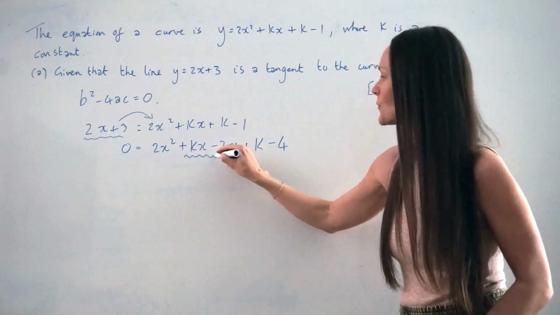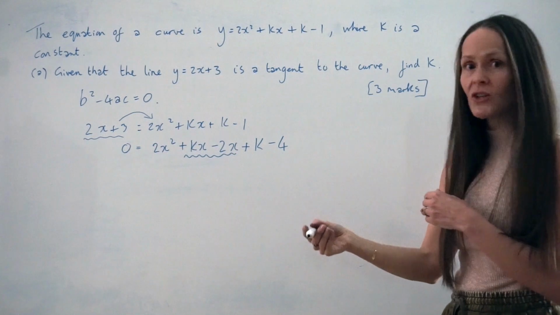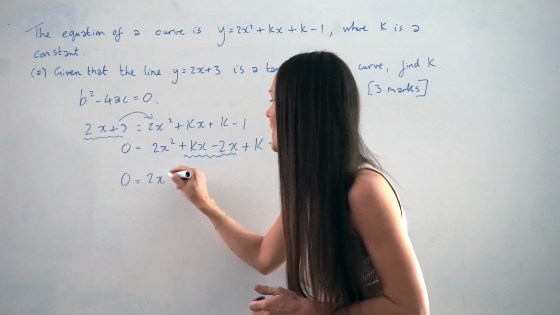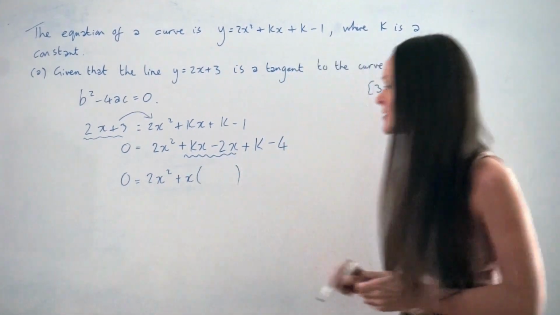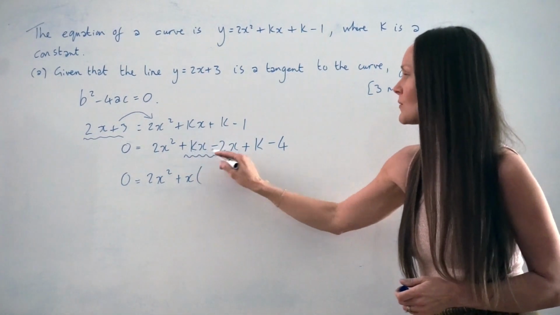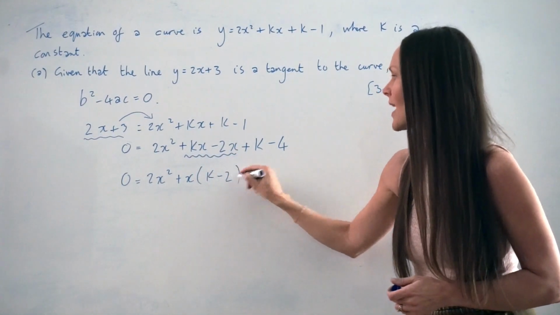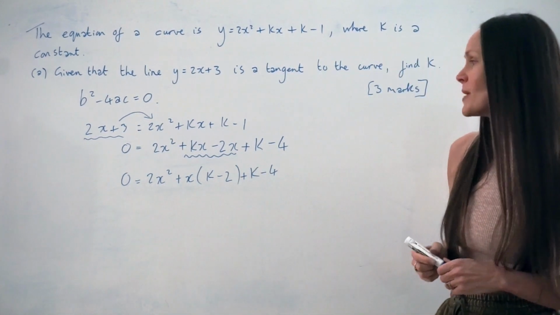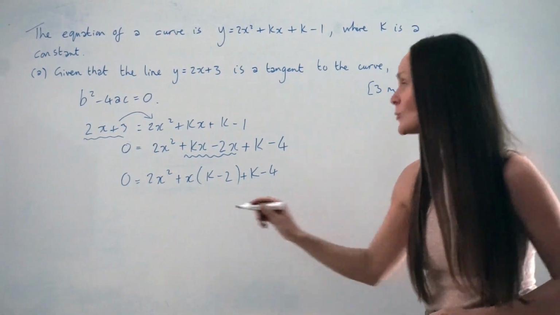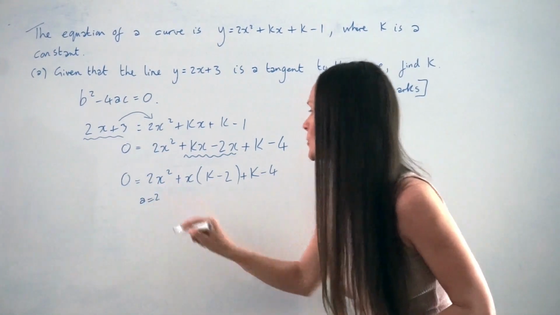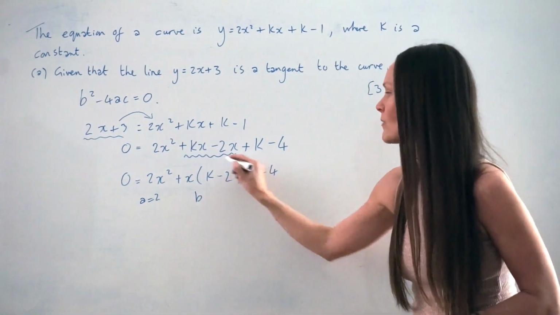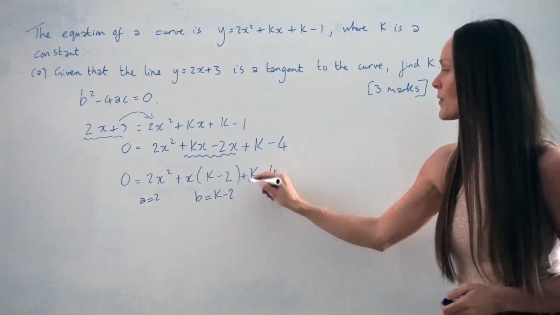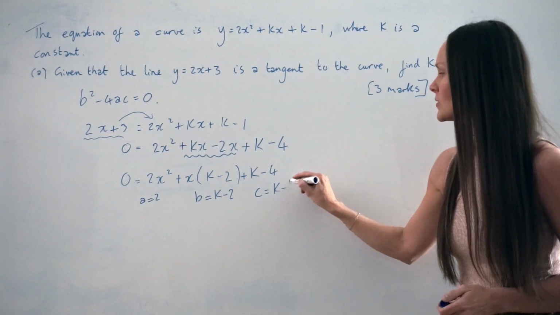Okay, next I'm just going to factorize here. So I'm going to factor out the x term so I can find my value of b a bit more easily. So if I do that, I'm going to have x in front of the brackets. And inside the brackets, I need to have positive k minus 2. And then I have k minus 4 at the end. Okay, so from here I can see my values of a, b and c. A is always the coefficient of x squared, so a is positive 2. B is the coefficient of x, so everything inside the brackets here, k minus 2. And c is the constant, everything without x, so k minus 4.